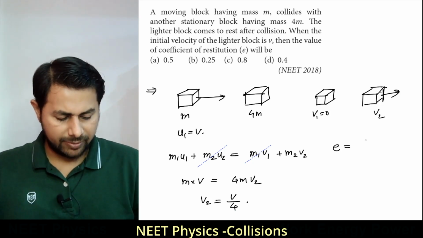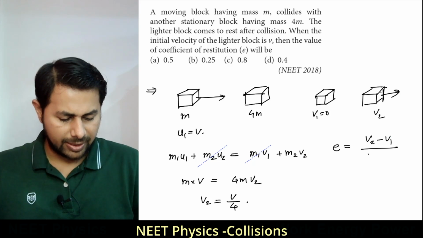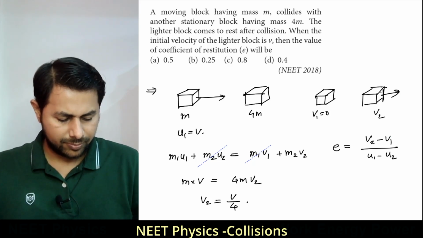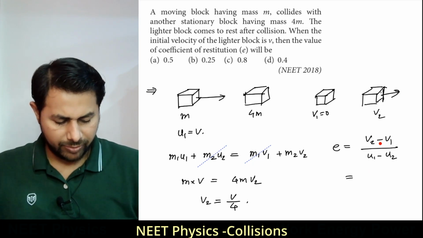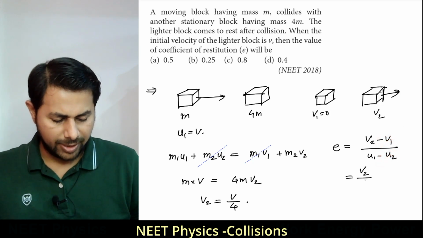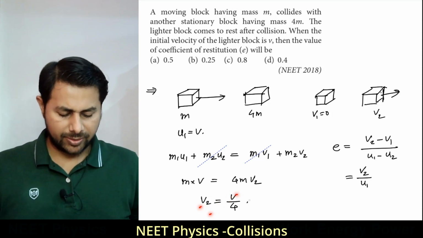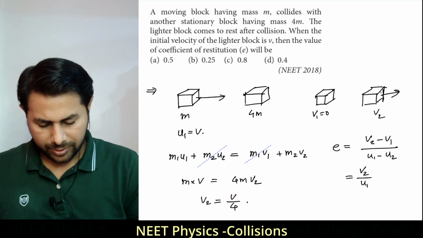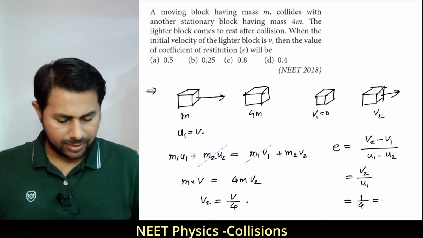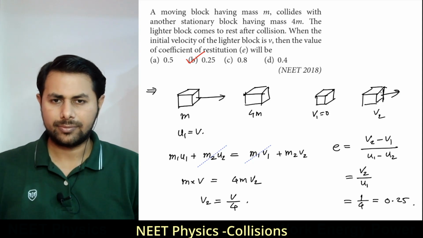What is e? e is equal to (v2 minus v1) divided by (u1 minus u2). Since v1 is 0 and u2 is also equal to 0, that is just v2 divided by u1, which is v2 divided by v, so that's 1 by 4. Okay, 1 by 4 is the answer, that means 0.25. Correct, it's option B. Right, this one is clear, everyone?